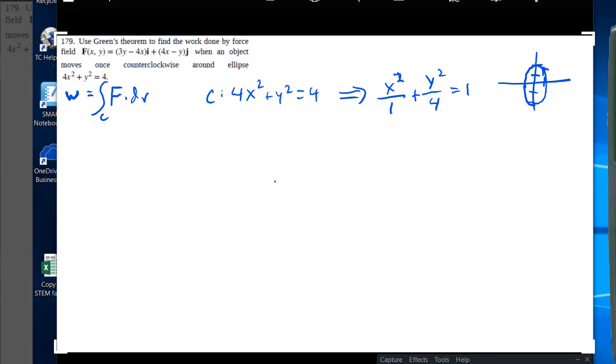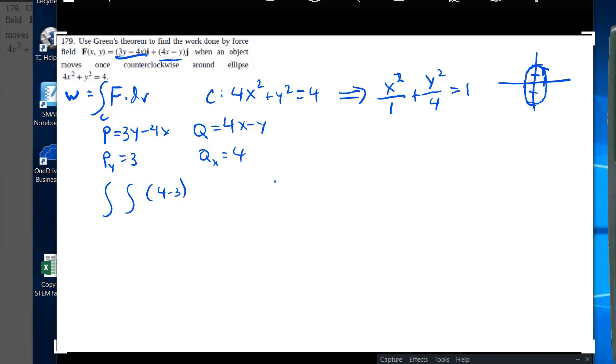To use Green's theorem, we've got our p, which is here, 3y minus 4x, and q, which is here, 4x minus y. So the derivative of p with respect to y would come out to be a 3. The derivative of q with respect to x would come out to be a 4. And so our integral is going to simply have a 4 minus 3, or 1. And we need to describe our region.